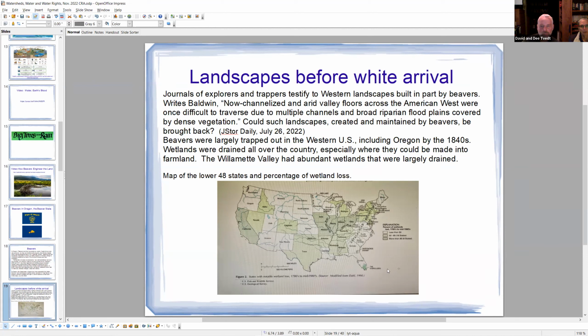Bring up the green color. And this lower map is of the lower 48 states and percentage of wetland loss. You can see Oregon is less than 50%. But the really heavy agricultural states like California, Iowa, Illinois, Indiana, Ohio have had over 85% of wetland loss. And the wetland loss in Oregon was really significant because the Willamette Valley had wetlands everywhere, and they pretty much largely got drained.